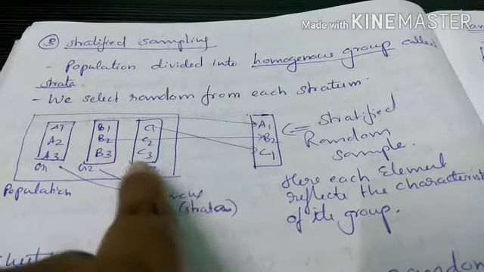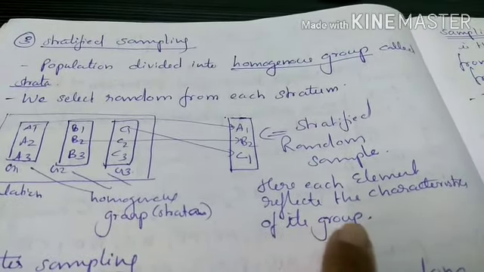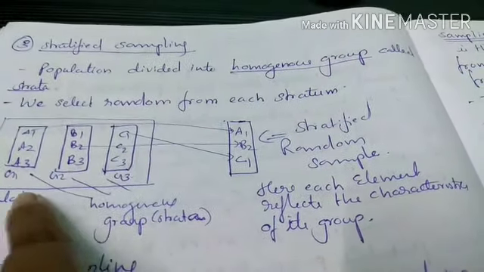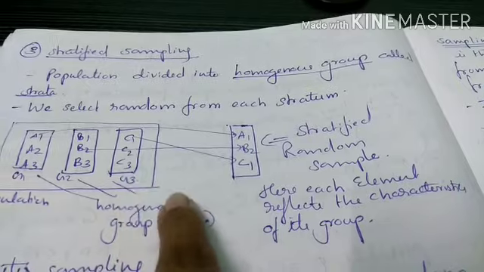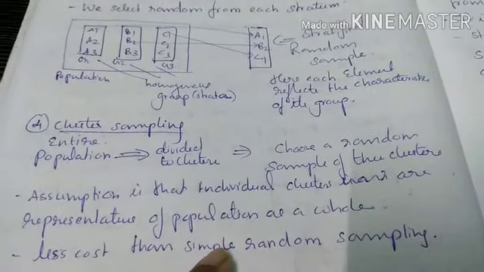This is known as strata, homogeneous groups of strata. Here each element reflects the characteristic of its group. So A1 reflects the characteristic of G1, B2 reflects that of G2 and C1 reflects that of G3. This is stratified sampling. And the fourth one is cluster sampling.